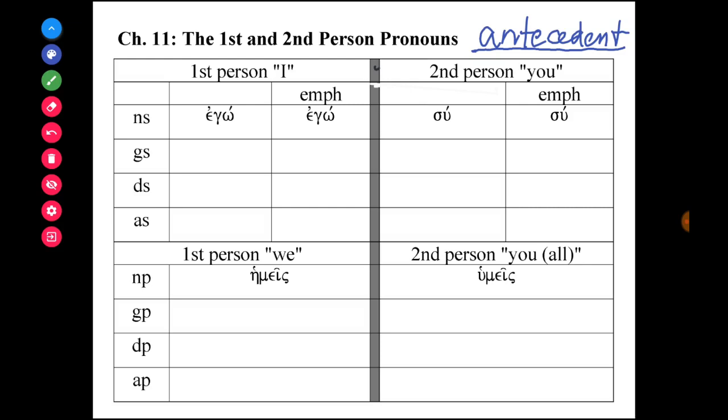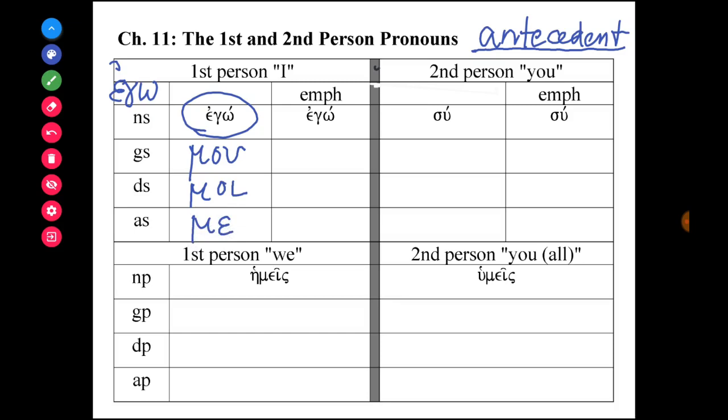And so the lexical form for I is the nominative singular, and that's ego. If I write it out here, don't forget the smooth breathing mark, ego. And the genitive singular would be mu. And the dative singular would be moi. And the accusative singular would be me.